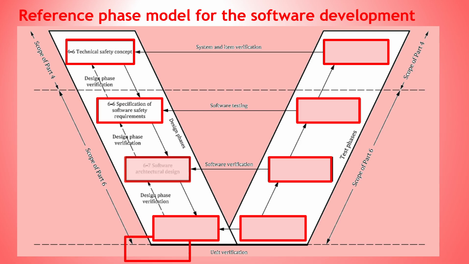Right. Then comes software architectural design. How are we going to structure the software? What are the main components? It's like drawing the blueprints for the software house. Okay. And finally, at the bottom of the V, you have software unit design and implementation. This is where the actual coding happens for the smallest testable bits, the units. Think of them as the individual bricks in that house.